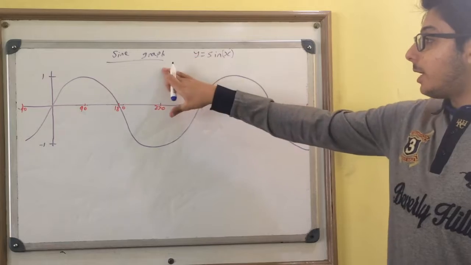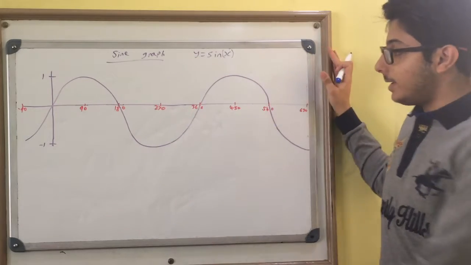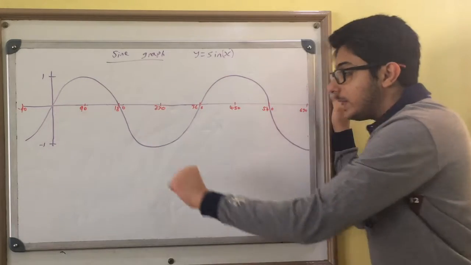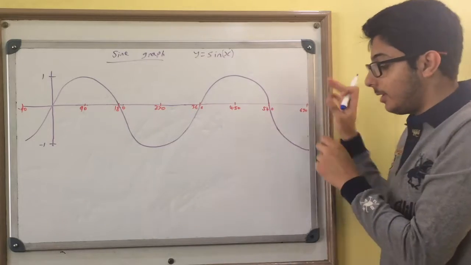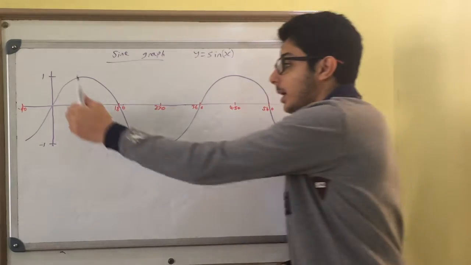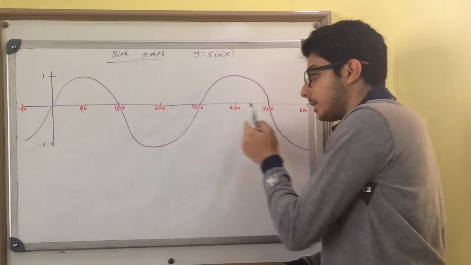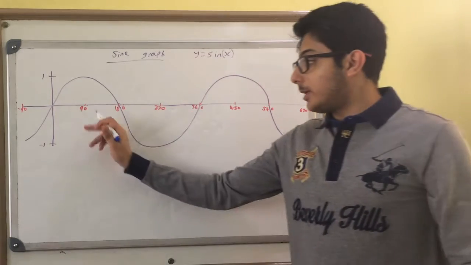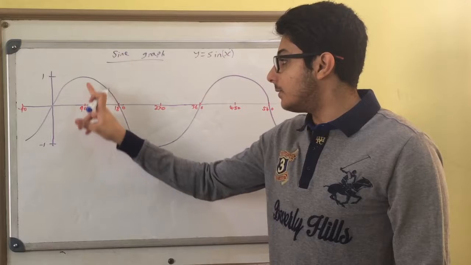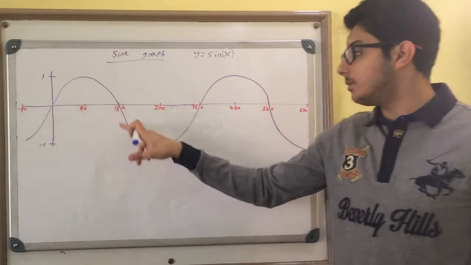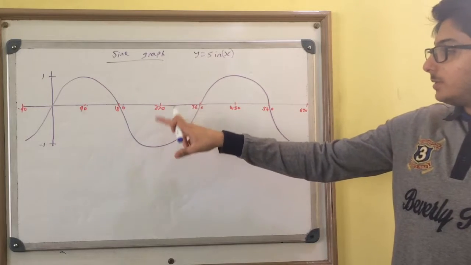So here's the sine graph. Y is sine of x. As you can see, it's just a continuous wave. And here are the important values on the x-axis, because sine of 90 gives you 1, sine of 180 gives you 0, sine of 270 gives you -1.